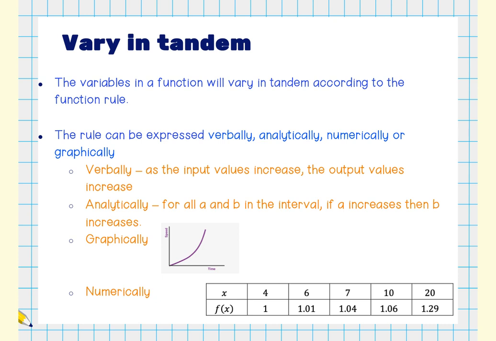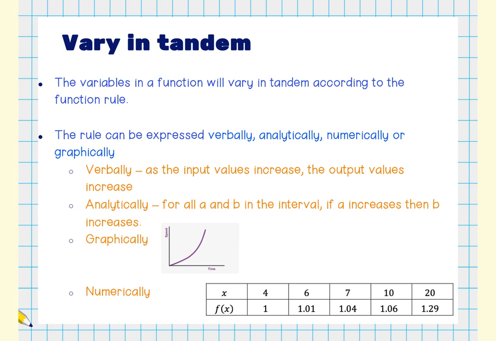The variables in a function will vary in tandem according to the function rule. And the rule can be expressed in 4 different ways: verbally, analytically, graphically, or numerically. Verbally is something like, as the input values increase, the output values increase. Okay? It's not always increase, increase. It could be increase, decrease. It could be decrease, increase, or decrease, decrease. That's just the way we would describe it in words.